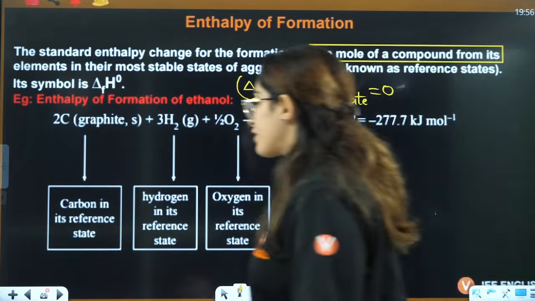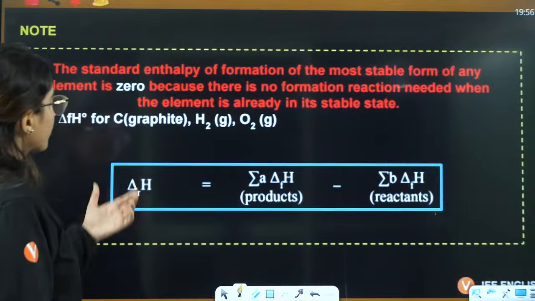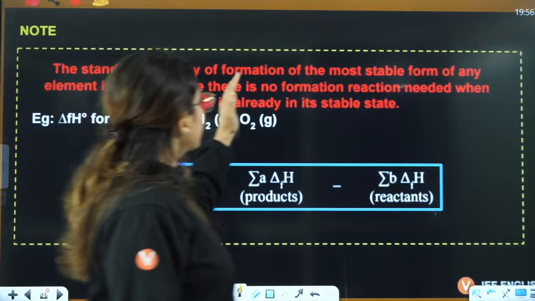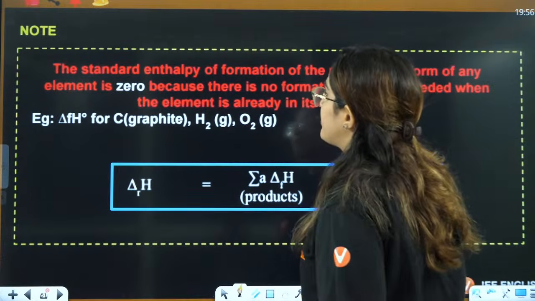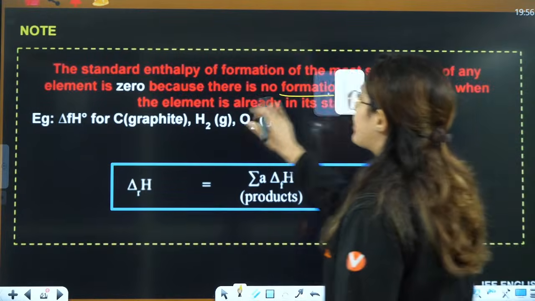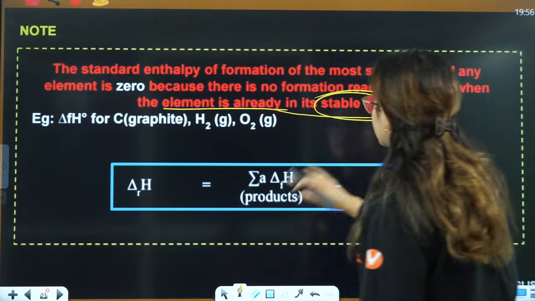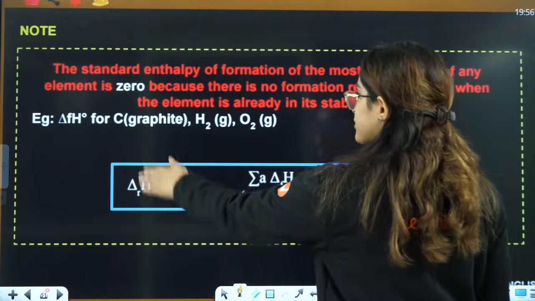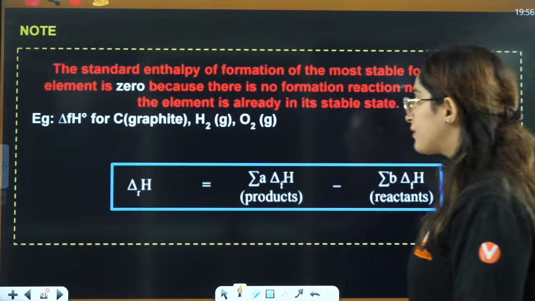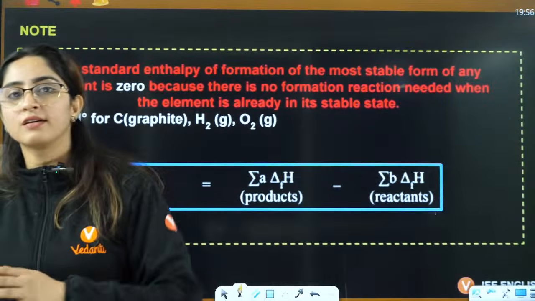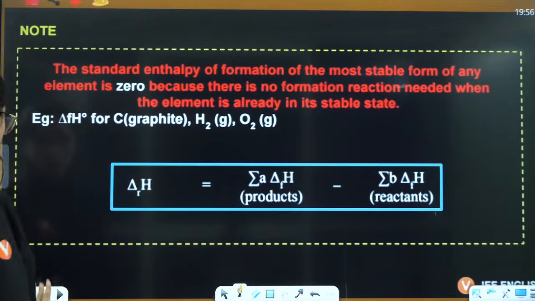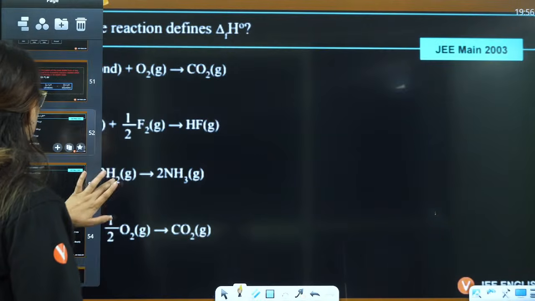So whenever you have to define the enthalpy of reaction and enthalpy of formation, the standard enthalpy of formation of the most stable form of any element is 0. Because there is no formation reaction needed when the element is already in its stable state. That's what I told you. Delta H formation of carbon, hydrogen, graphite is 0 only. And enthalpy of reaction, in terms of formation, you will always write as product minus reactant. I'll show you how, with the help of questions.